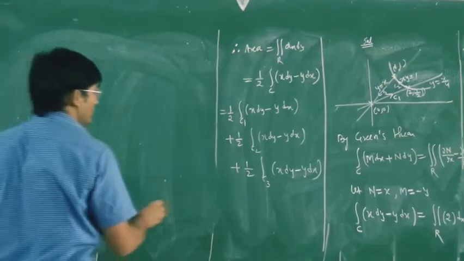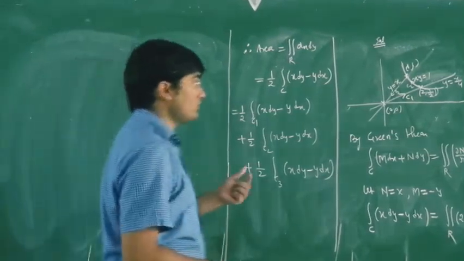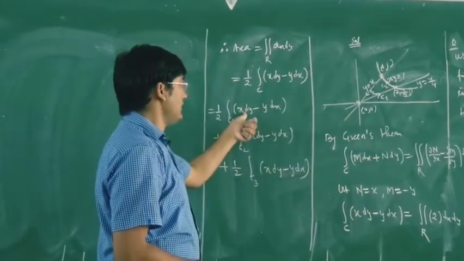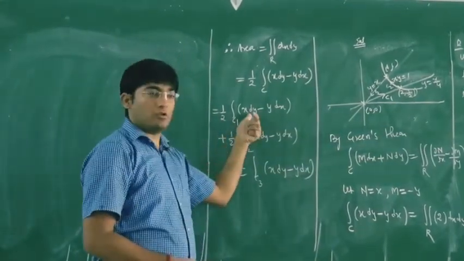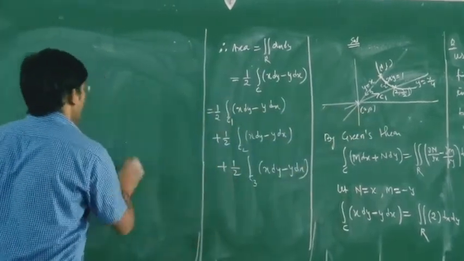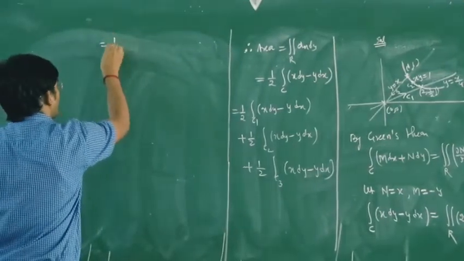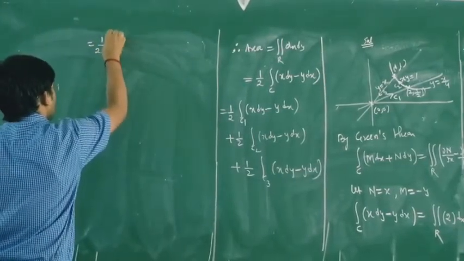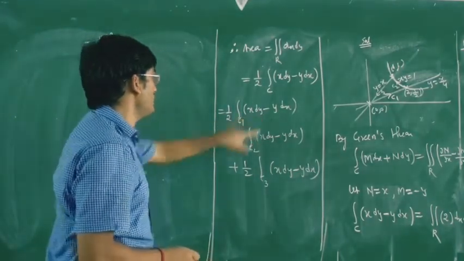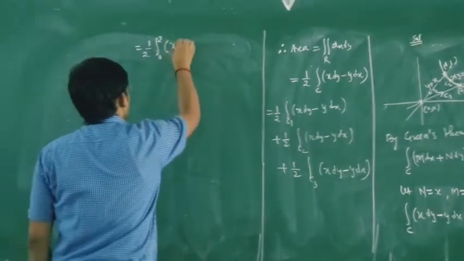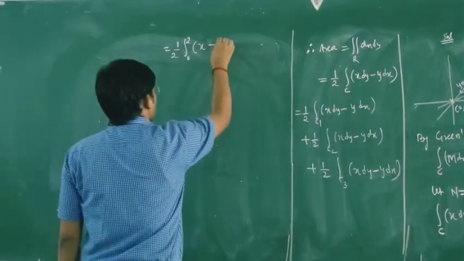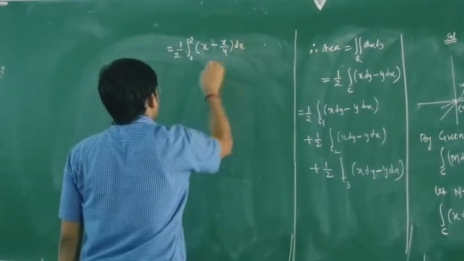So for the first part, that means for C1, we have y equal to x by 4, so your dy will be dx by 4. So just put the value of dy, and your x will be from 0 to 2. I am directly putting the value here. Your y is equal to x by 4, so your dy will be dx upon 4. So this is x into dx upon 4, and y is x by 4 into dx. So this is your first integral.